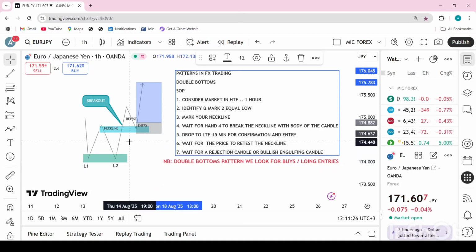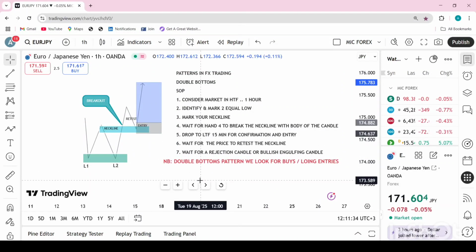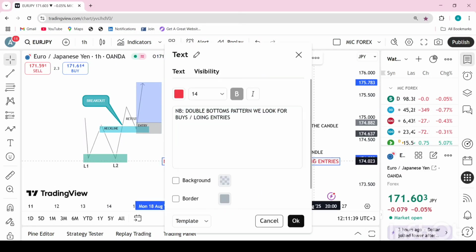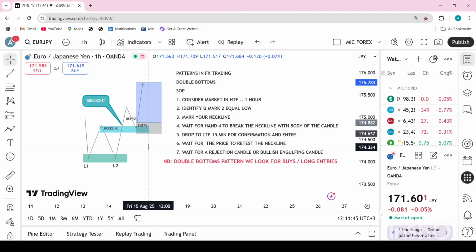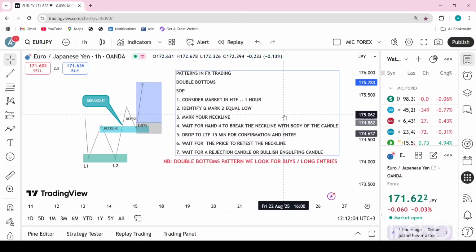So for double tops, that is it. You have to look for this particular pattern. The NB here, or the point to note, is that with the double tops pattern we look for buys or long positions. That is what you need to underline. When you find a pattern like this, it has a neckline. You wait for the price to break above, then you retest it, then you look for buying opportunities.